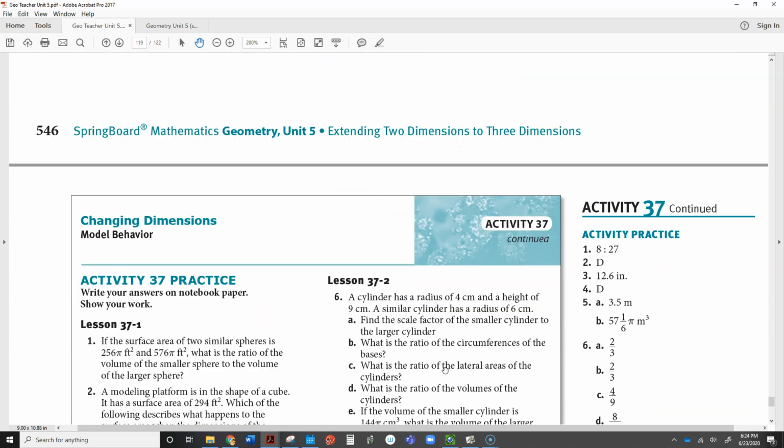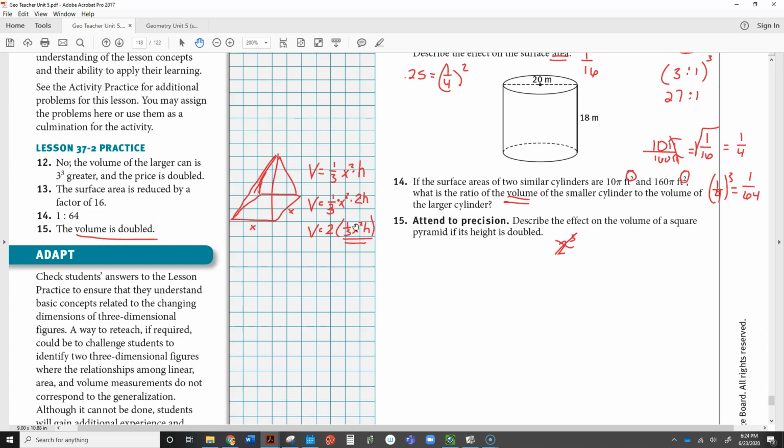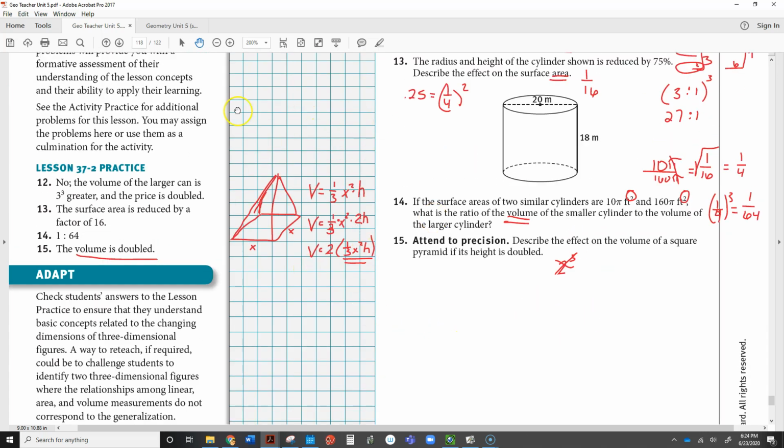So I believe you have an activity practice now. Check your homework sheet for what problems you're supposed to do.